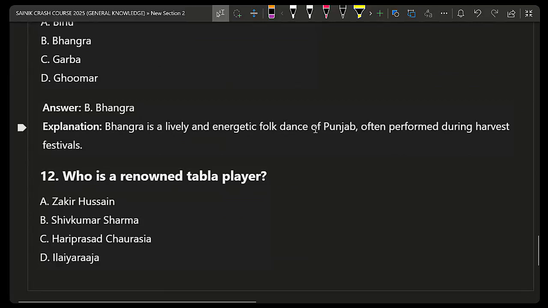Who is a renowned tabla player? Zakir Hussain, Shivakumar Sharma, Hariprasad Chaurasia, and Ilaiyaraaja.